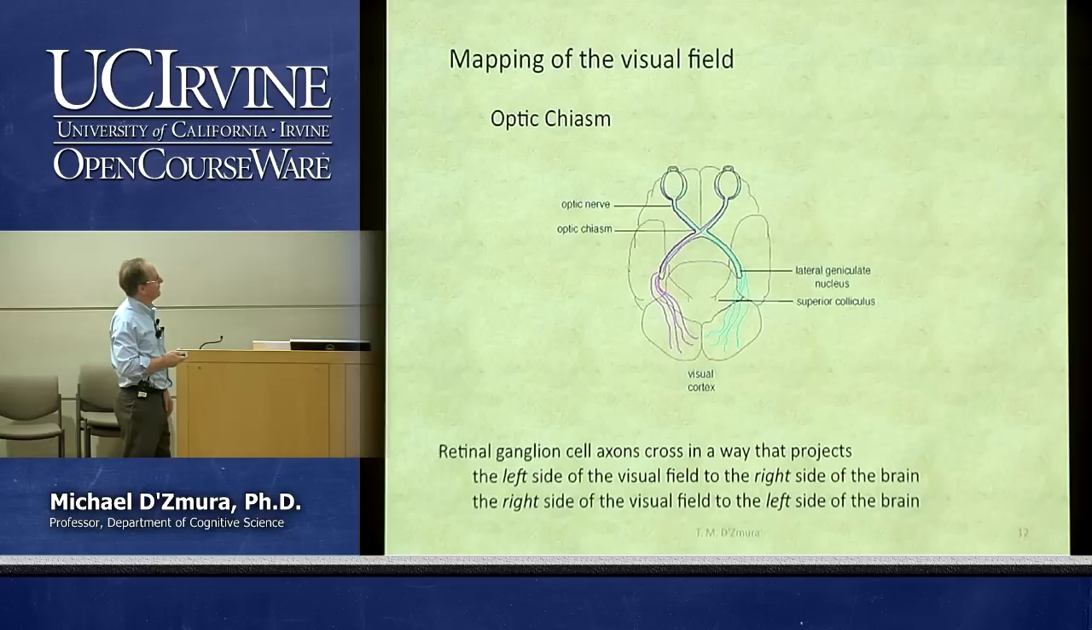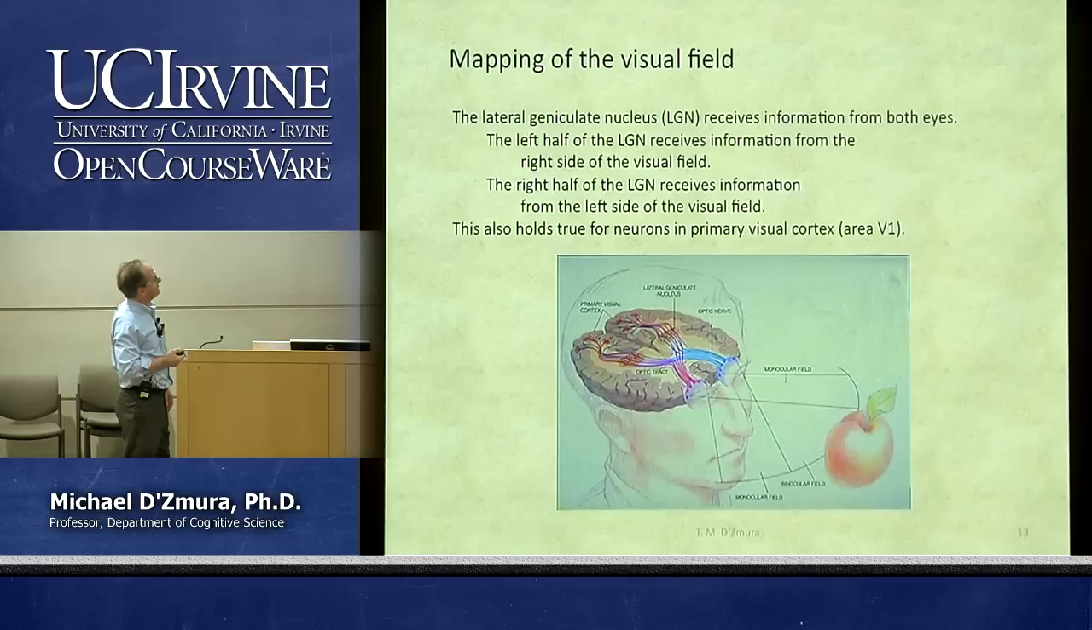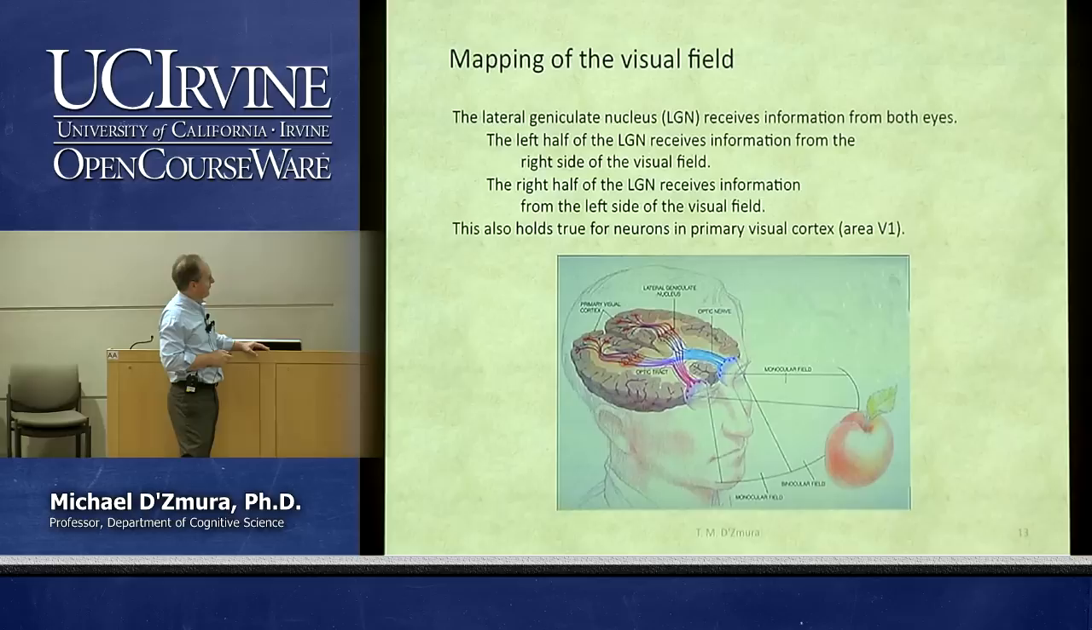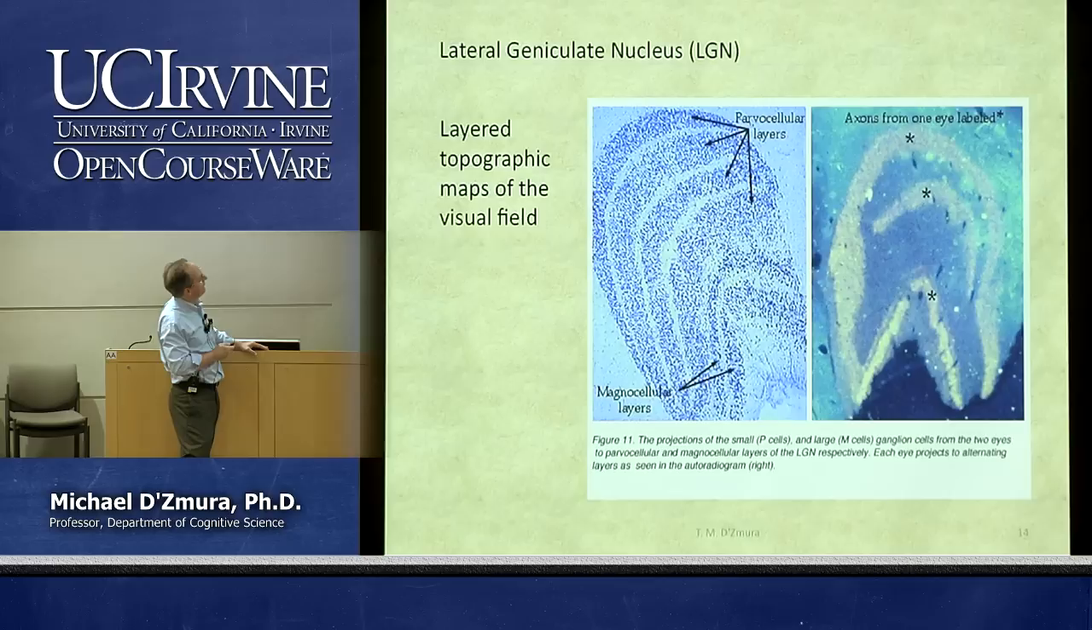So, the lateral geniculate nucleus receives information from both eyes. And again, they're specialized for halves of the visual field. And this is true also for neurons in primary visual cortex. And I believe we've had this picture before. I don't think we've had this, though.